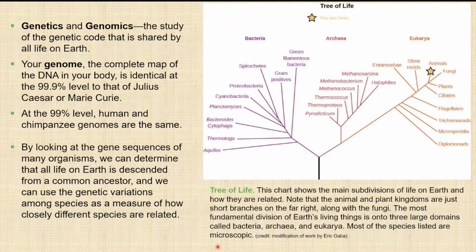How do we know? The study of DNA, the genetic code, the study of the genetic code called genetics or genomics. You can have a separate degree in genetics and genomics if you want to. It's that vast a topic.